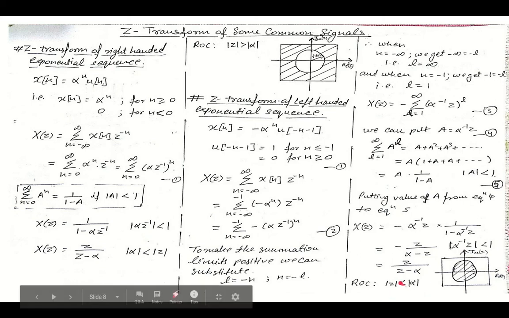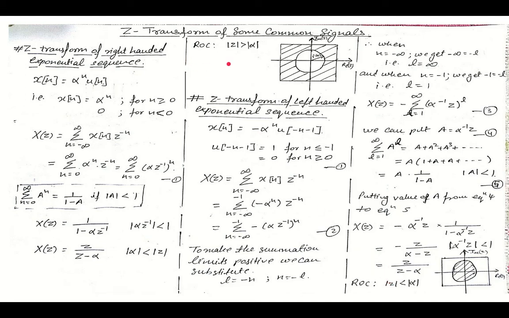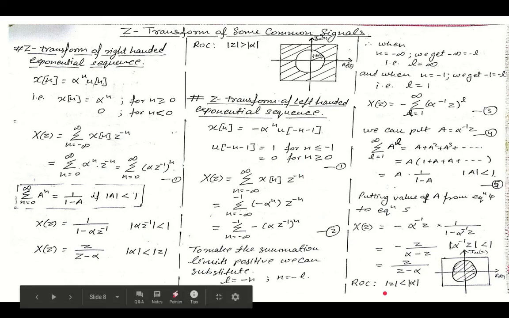So in the previous example we have seen that in the right hand sequence mod z was greater than alpha, and here mod z is less than alpha. So the ROC will consist of the inside of the circle, which has a radius of mod alpha. Now this circle over here has a radius of mod alpha, and the ROC will be the inner contents of this circle. Okay.